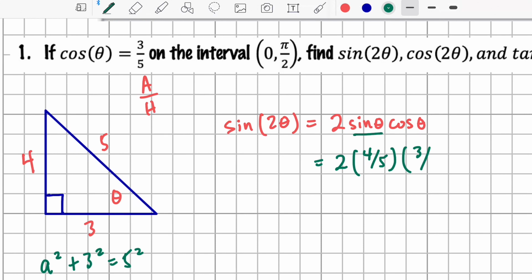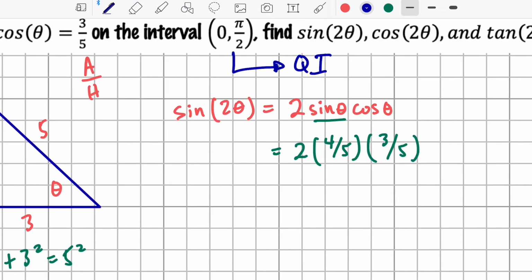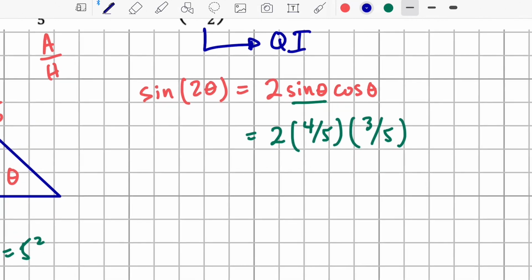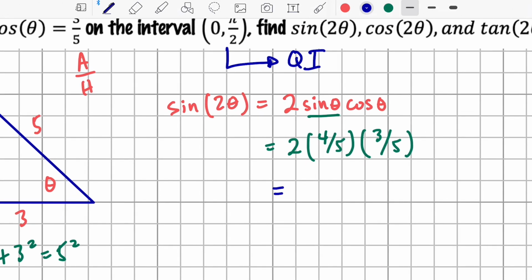And cosine was already given to us. It's 3 over 5. And one more thing I forgot to say. We are in quadrant 1. So therefore, it's going to be positive. So now, all we have to do is multiply. So 2, you can write it as 2 over 1 if you want. But it's going to be 2 times 4 times 3. 2 times 4 is 8, times 3 is 24. 5 times 5 is 25. That is sine of 2 theta.